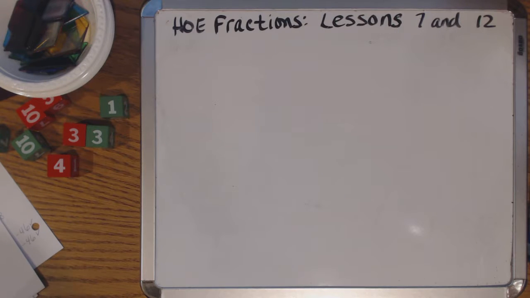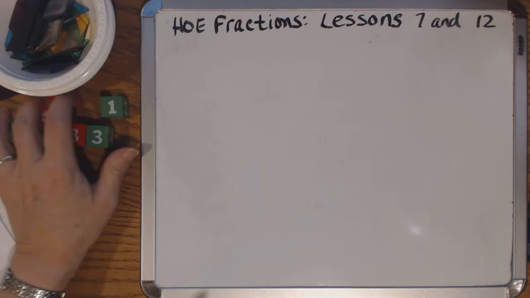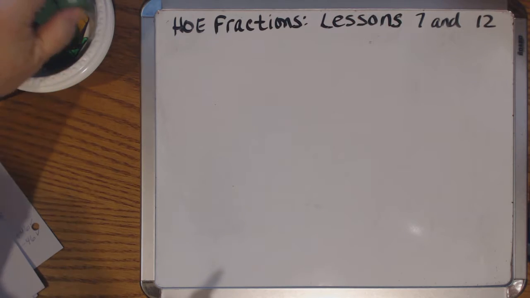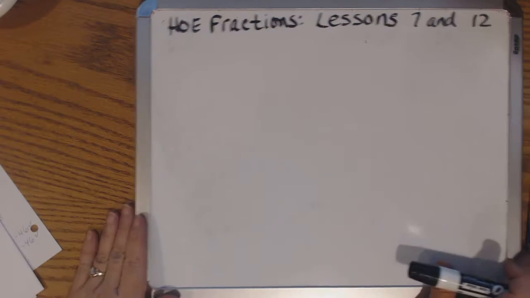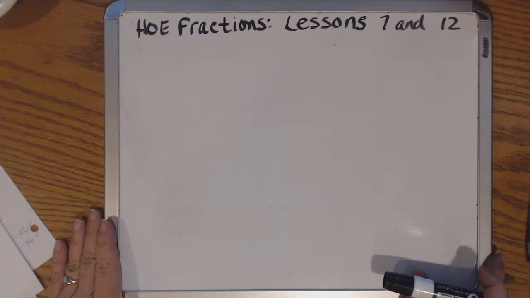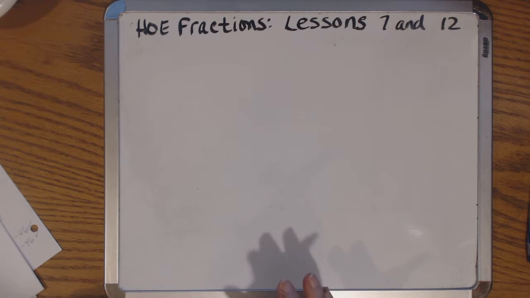Okay, Hands-On Equations fractions, lessons 7 and 12 are what they call the honors lessons. These are the ones that are to be done with pencil and paper rather than using your manipulatives. So we're actually going to put these away for now, kind of move them away. We're going to be doing these using what we know about algebra, which you guys have been working with already.